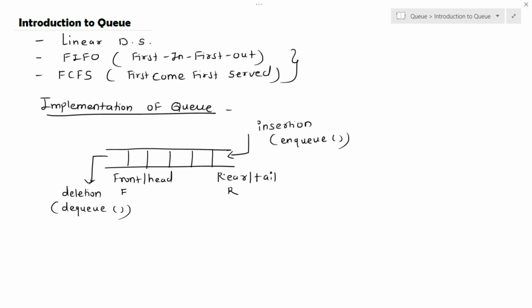A queue has two open ends. One is the front and the second one is the rear, or we can say that one is the head and the second one is the tail. Insertion of elements is done from the rear end and removal of elements is done from the front end. So this is the basic concept of the queue. Now let's see an example of a queue.